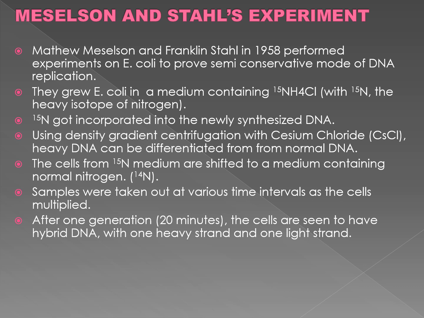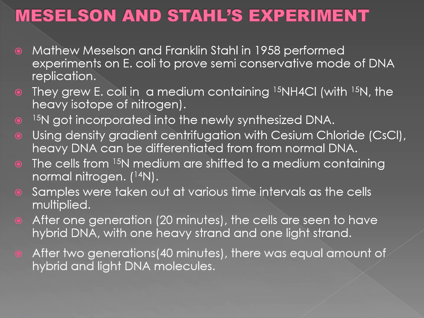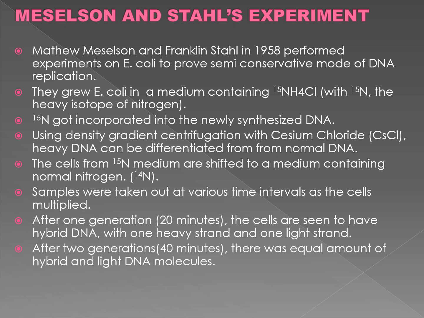Hybrid DNA means one heavy strand and one light strand: one strand with heavy nitrogen, another strand with light or normal nitrogen. Again, after the next 20 minutes, 50% of the cells have hybrid DNA, whereas the other 50% have light DNA. After 60 minutes, 25% of cells contain hybrid DNA and the rest, 75%, light DNA.